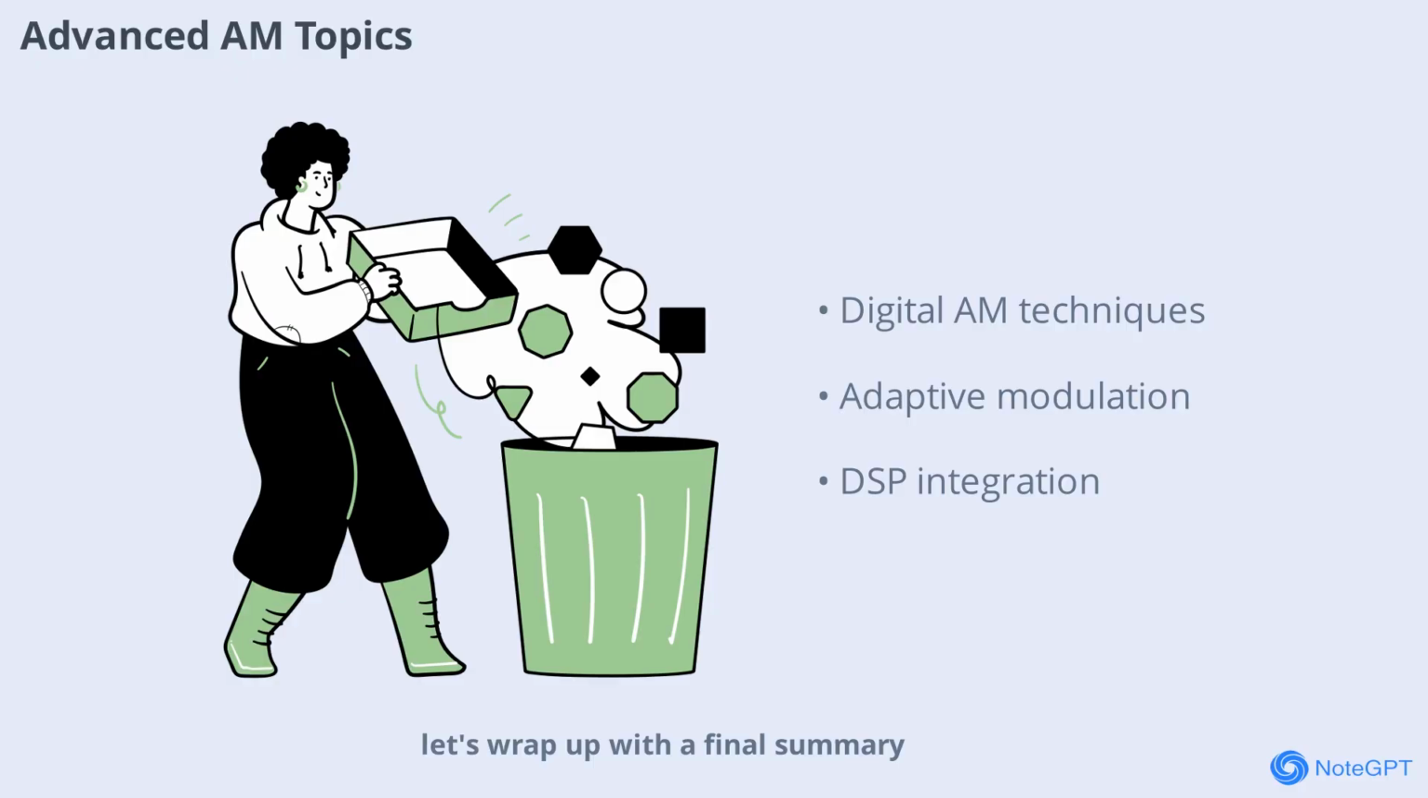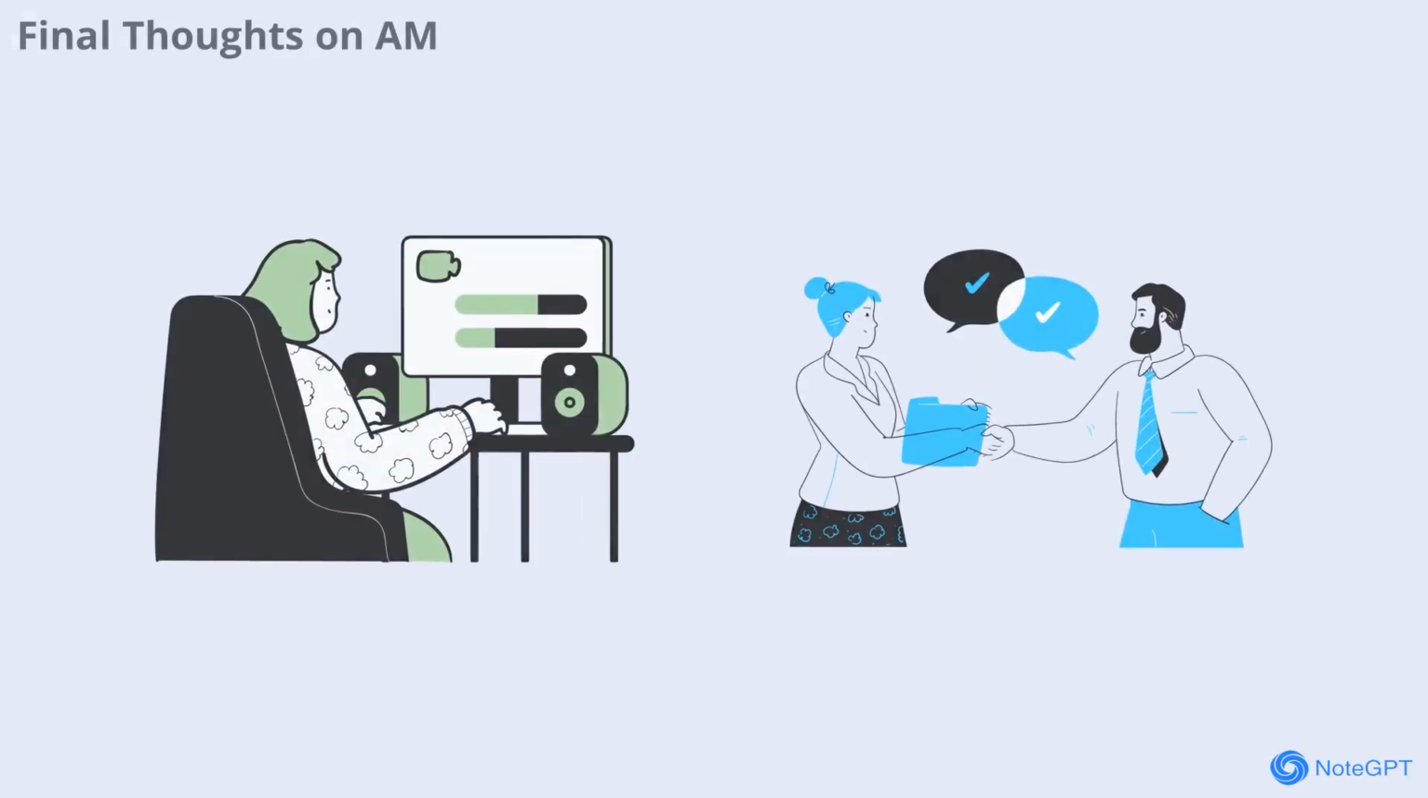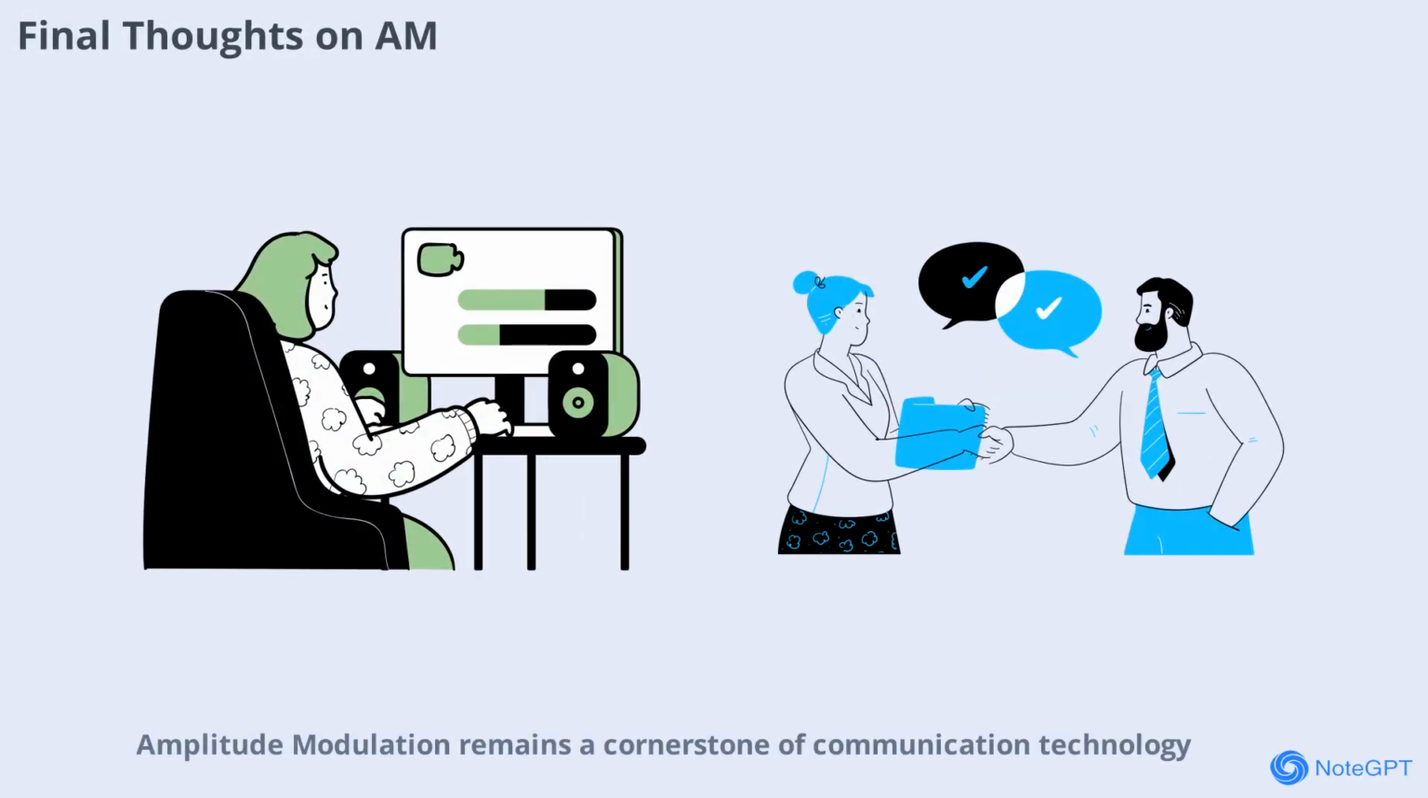Now, let's wrap up with a final summary. Amplitude modulation remains a cornerstone of communication technology. Its principles are simple yet powerful, and its applications are diverse. By understanding AM, you gain insight into the foundations of modern electronics and communication systems. Whether you're studying for exams or working in the field, a solid grasp of AM will serve you well.